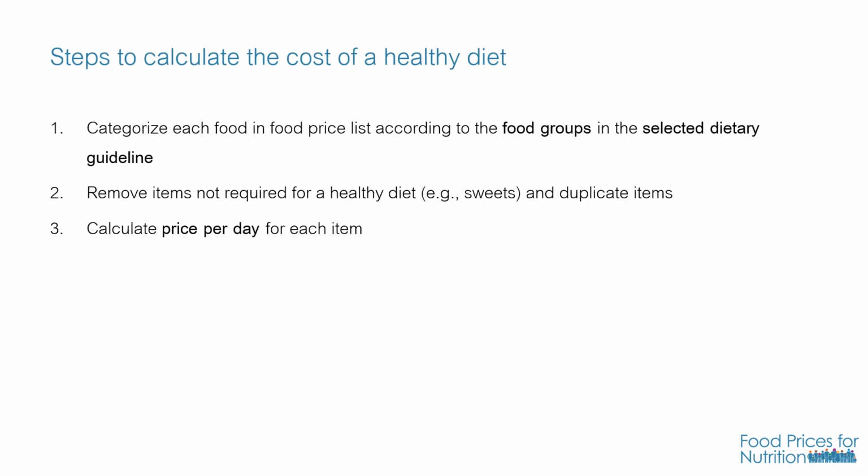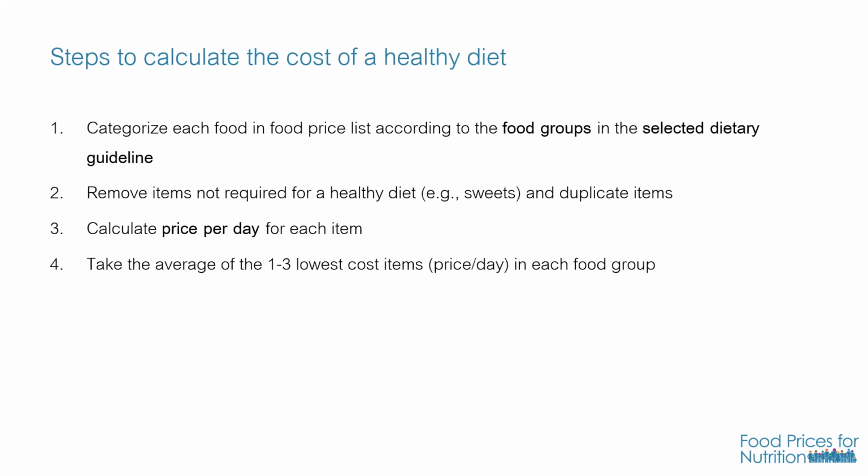You calculate the price per day for each item, which I'll just leave there for now, but that involves using the serving sizes and the recommended amounts. And take the average of the 1 to 3 lowest items in each food group. So depending on the food group, a different number of items are included to make sure that there's diversity within food groups in the diet. And then the cost is summed for all food groups.